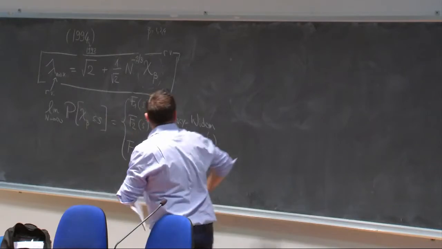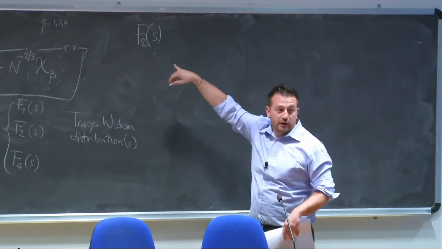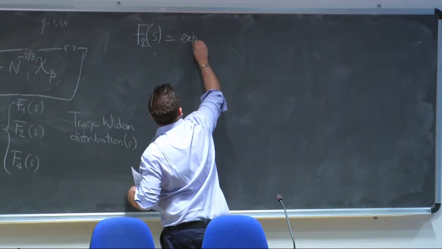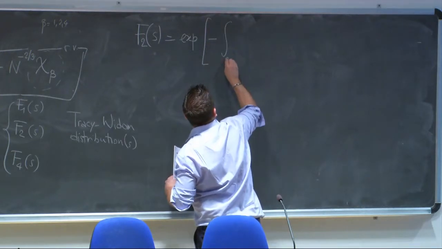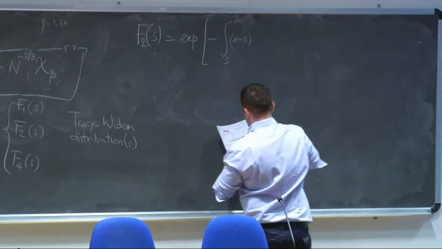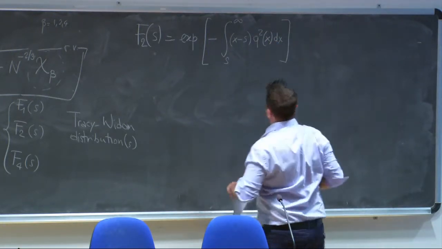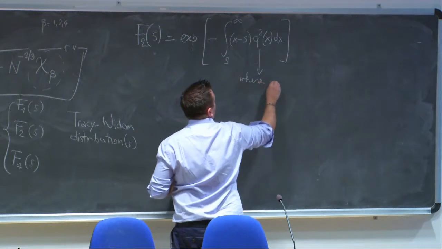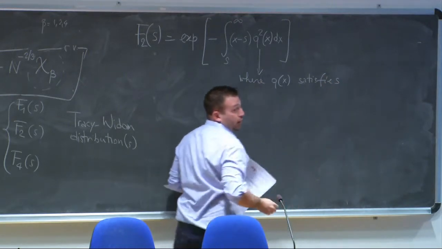Take, for example, F2 of s. So the Tracy-Widom distribution for the Gaussian unitary ensemble, beta equals 2. So this has this expression. It is an exponential of a function which is constructed this way. It's minus the integral between s and infinity of (x minus s) q squared of x dx, where q of x satisfies a certain differential equation.